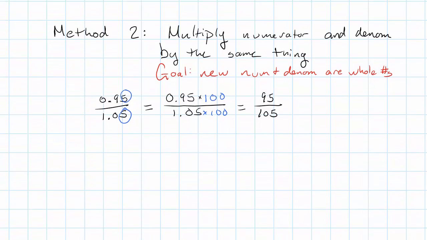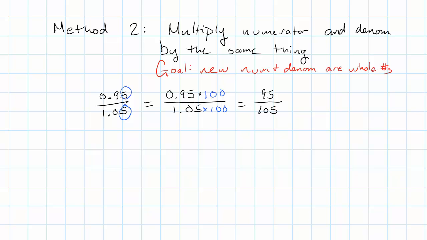Now this is not in lowest terms yet, right? I still need to eliminate any common factors. So 95, well, 5 goes into 95. What's the other factor? 19. 5 is prime. 19, going through my list of small primes, 2, 3, 5, 7, 11, and 13, none of these is a factor of 19, so 19 is also prime.